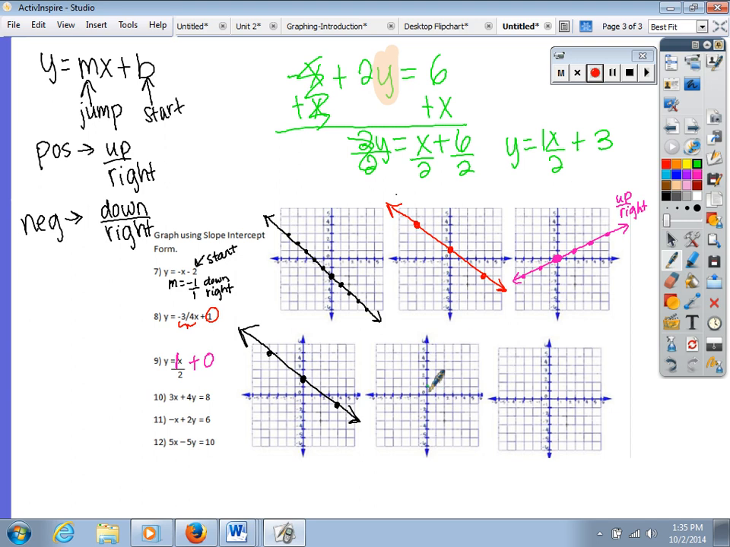So I need to start at 3. 1, 2, 3. And this is a positive slope, and positive people are up righteous. So I go up 1 to the right 2. Up 1 to the right 2. Or I could do the complete opposite in order to keep it positive, and that is instead of going up right, I would go down left. So down 1, left 2. Down 1, left 2. So up righteous and down right rude.